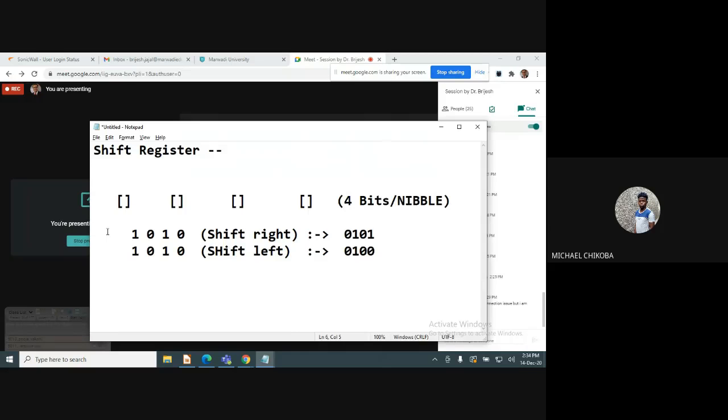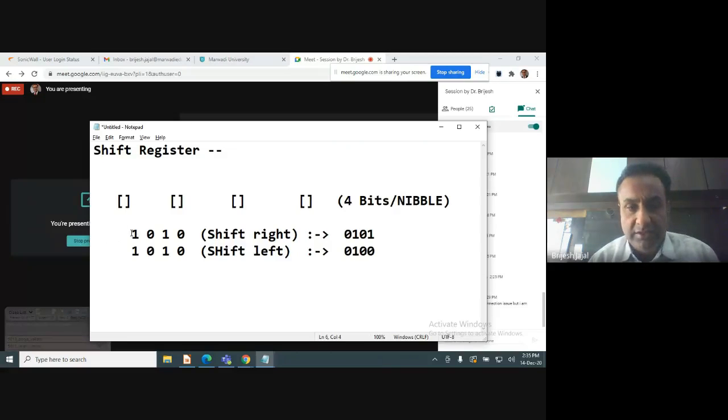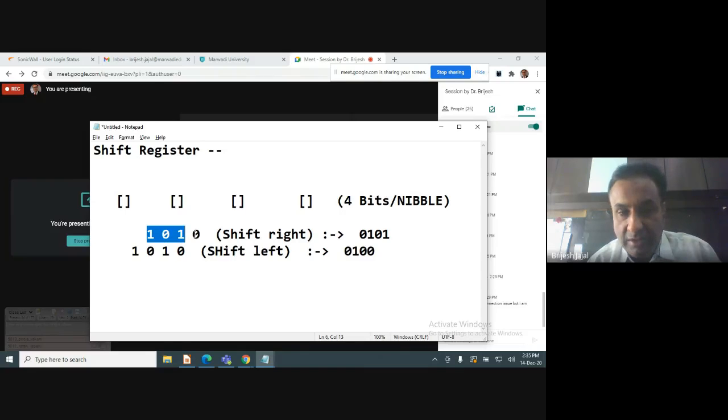See, when I say shift on the right side, it means I push here. I push like this. So when I push, what does it become? 101. This number is outside. You just see that this is the capacity. Capacity is only 4 bits, right?